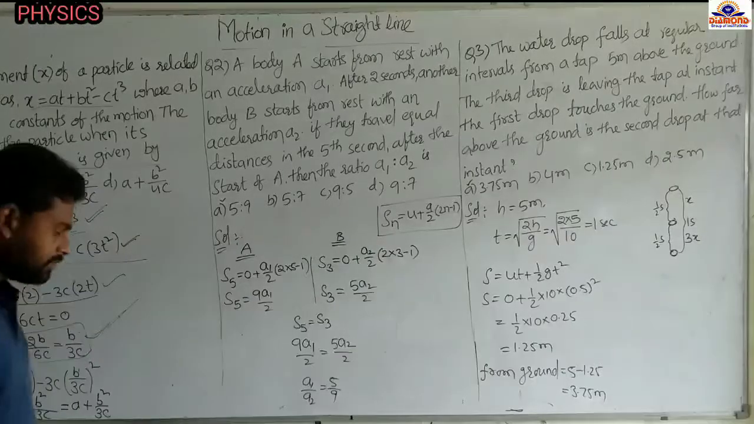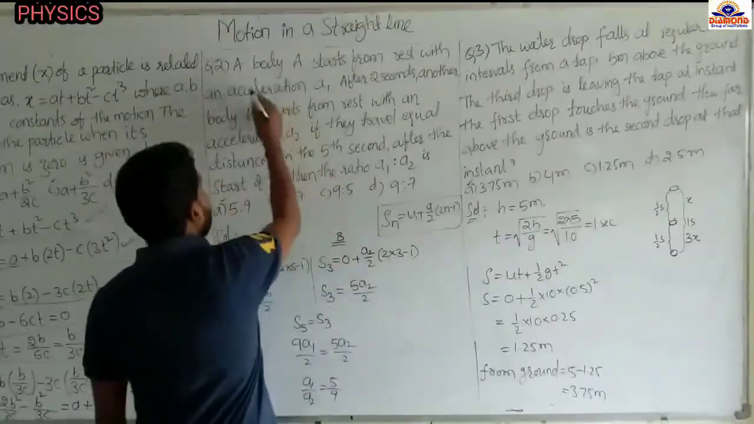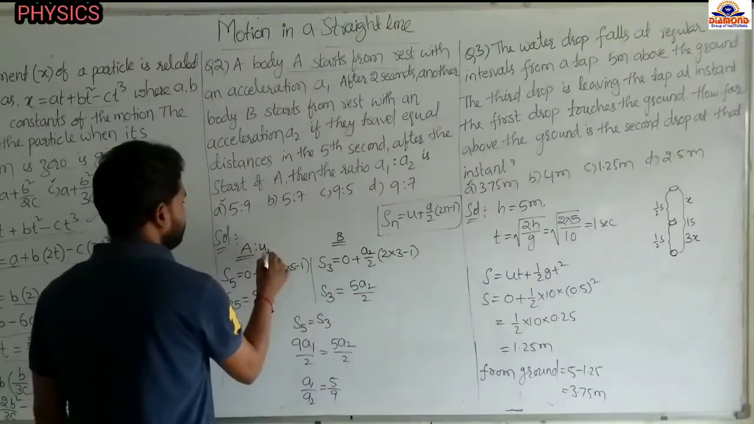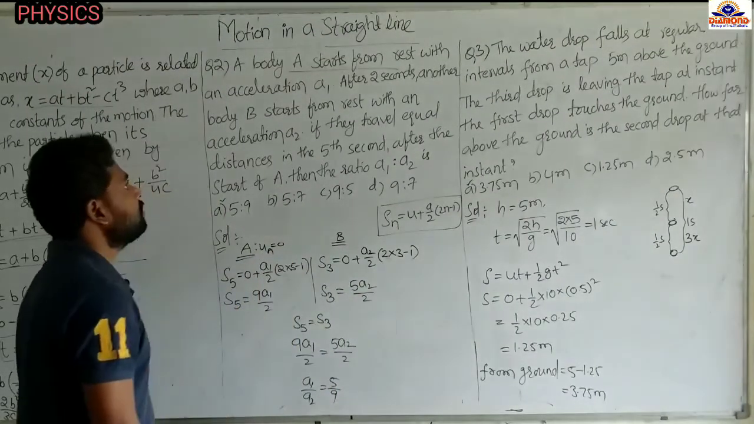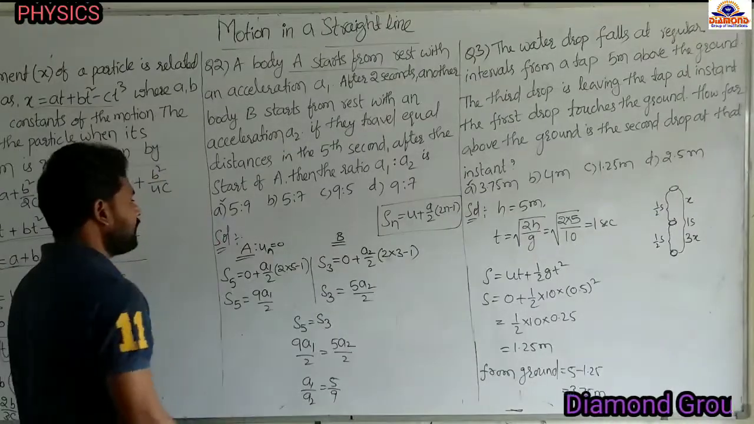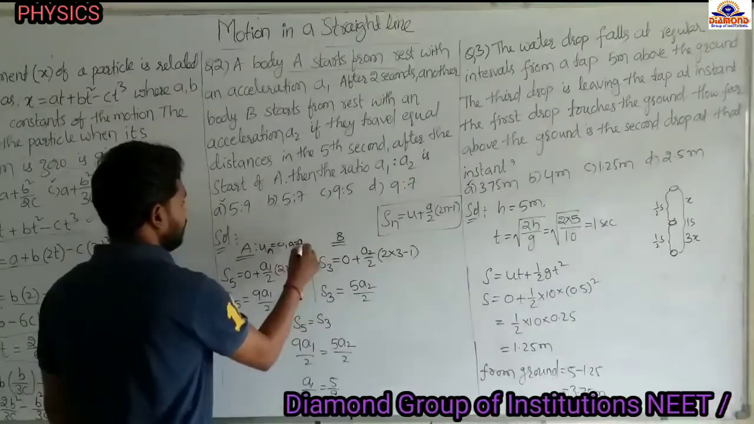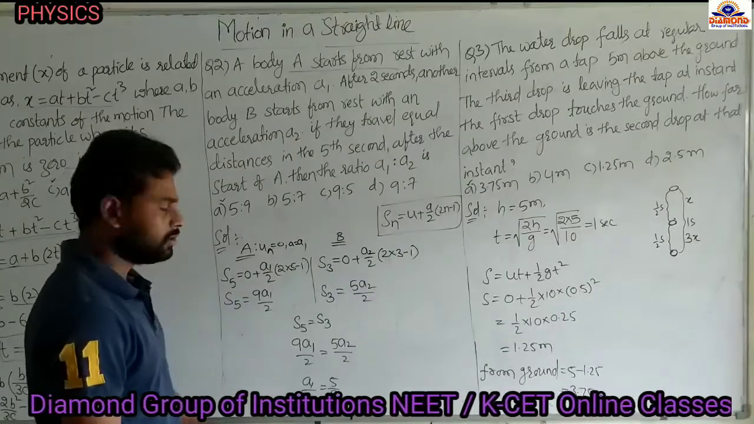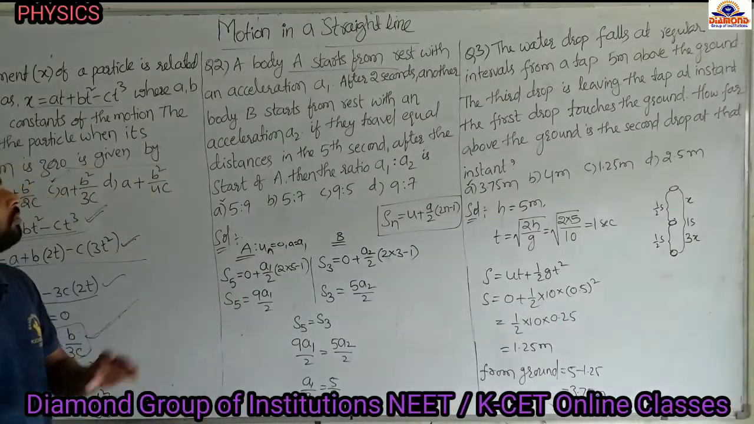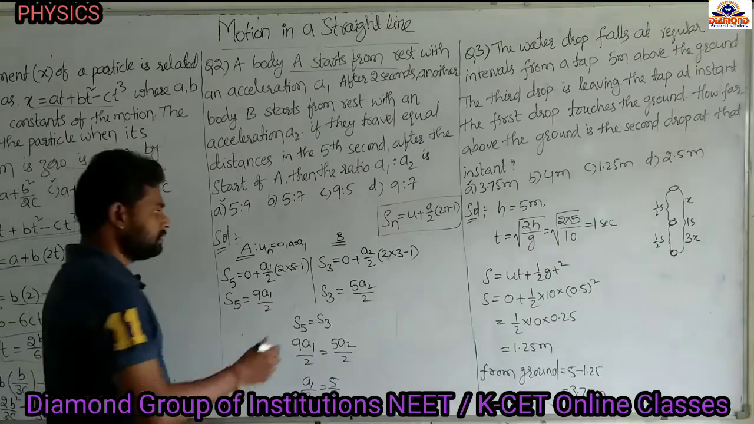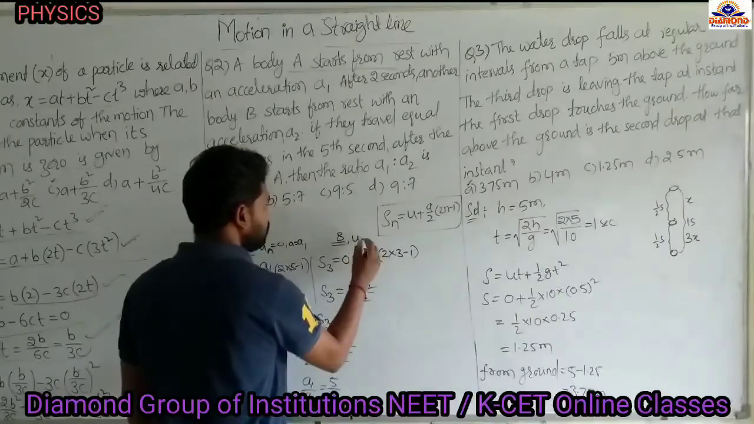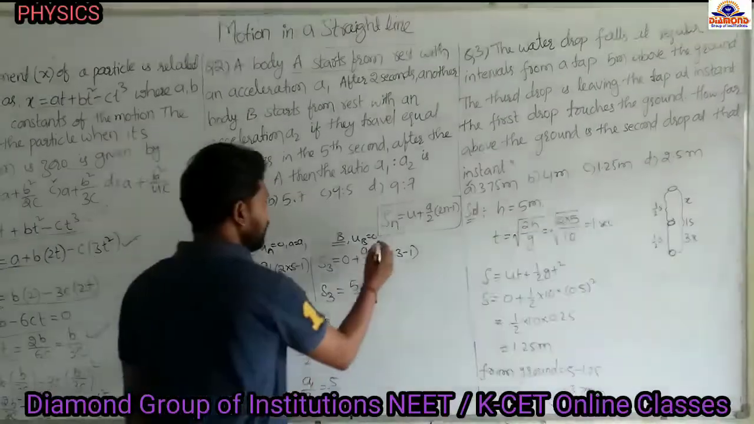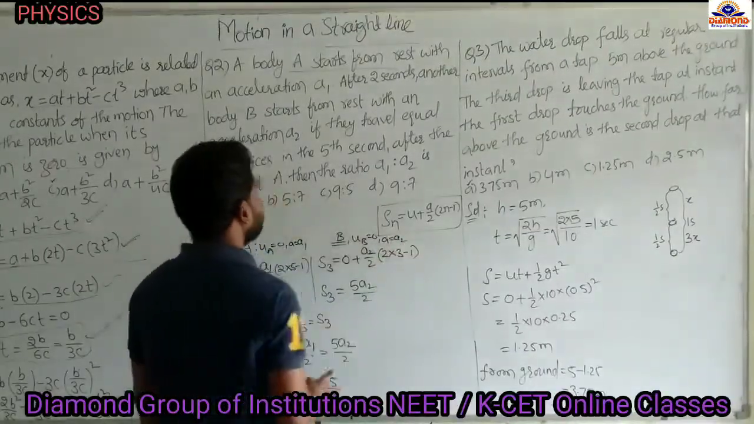A body A starts from rest. Initial velocity of A is 0, with an acceleration a1. After 2 seconds, one more body B starts from rest. The initial velocity for B is also 0, and its acceleration is a2.